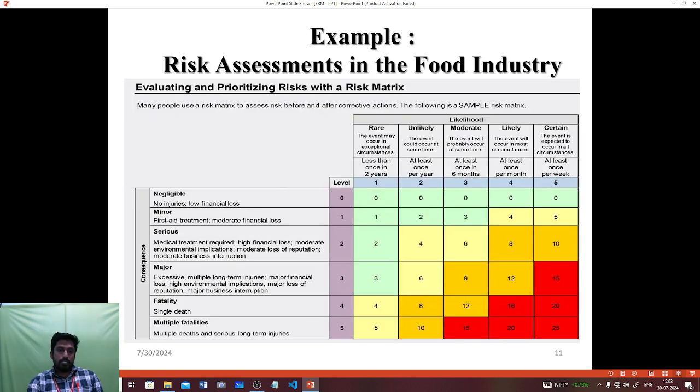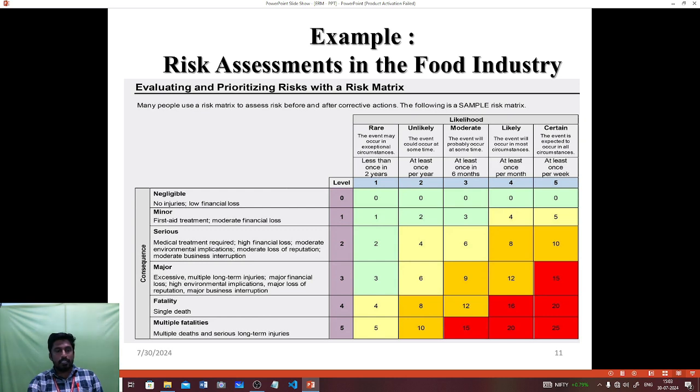Here is attached an example matrix for risk assessment in the food industries. The consequence level is given from 0 to 5, and the likelihood is given from 1 to 5. Five differentials are given in the chart: rare, unlikely, moderate, likely, and certain. These relate to activity frequency: less than 2 years, at least one per year, at least 6 months, at least one month, at least one per week.